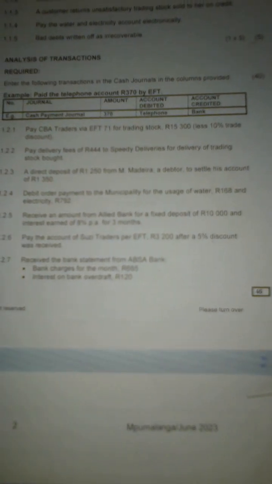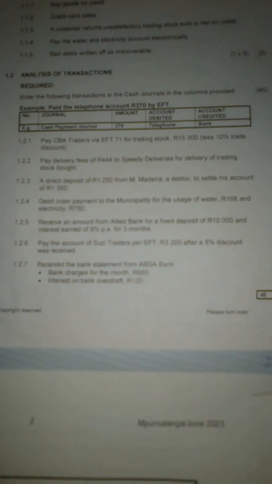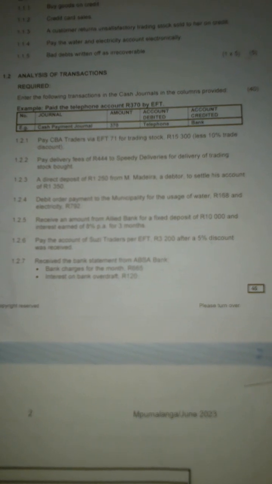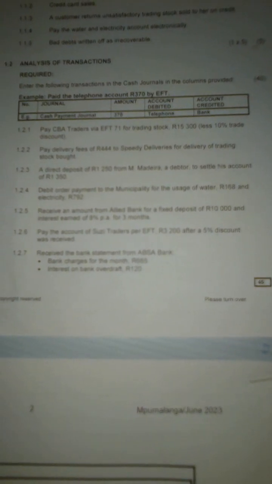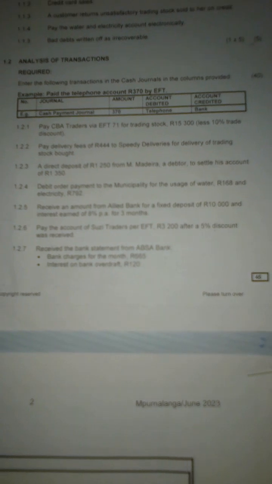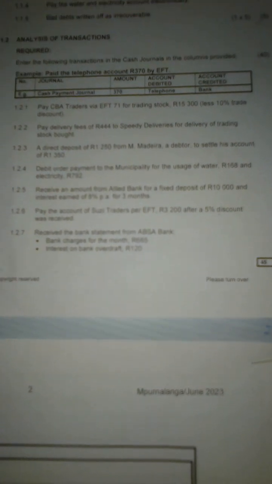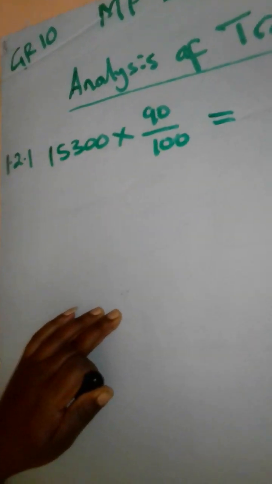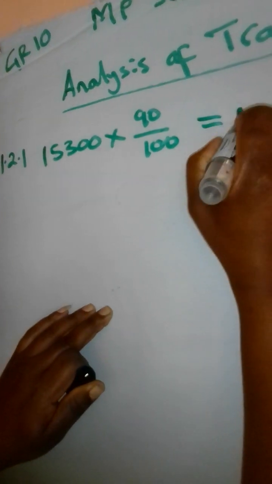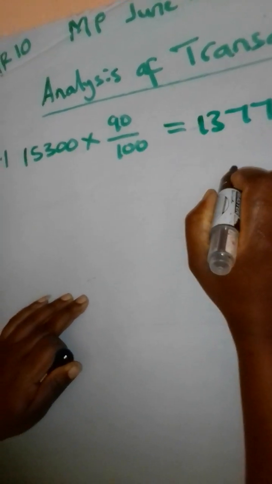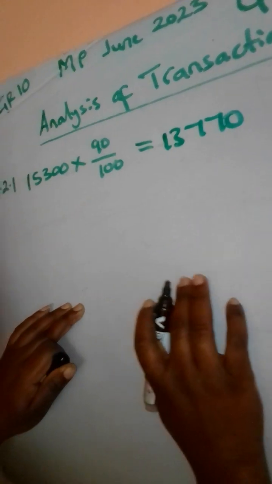Pay CBA traders via EFT 71 for trading stock 15,300 less 10% trade discount. So here you just have to remove the trade discount and you record the balance. Okay, so this is how we do the calculation. We are going to say 15,300 multiplied by 90% because we have removed the 10%, which is going to give us, let me check on my calculator, 13,770. So this is the amount of money that we are going to record.